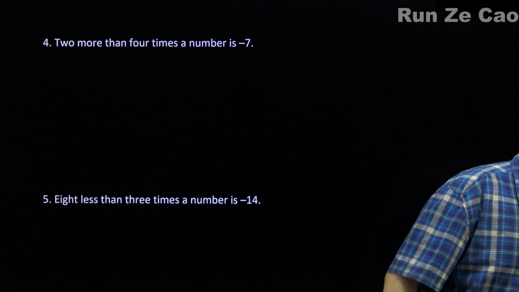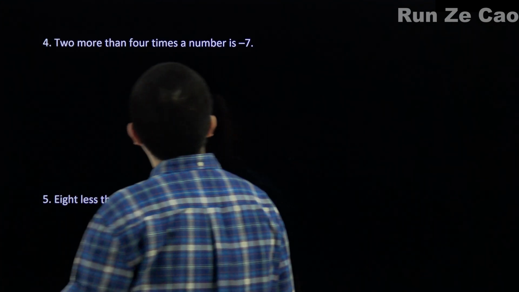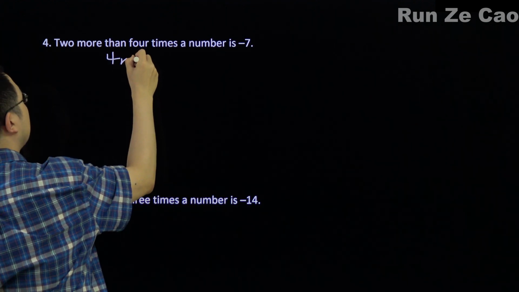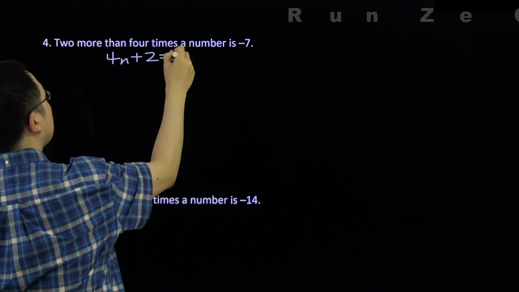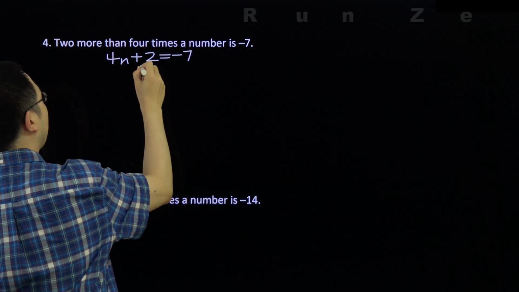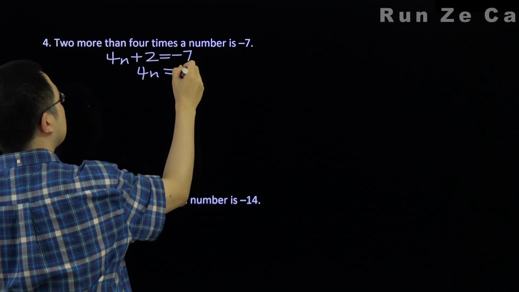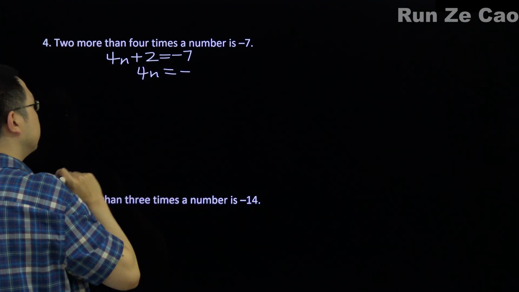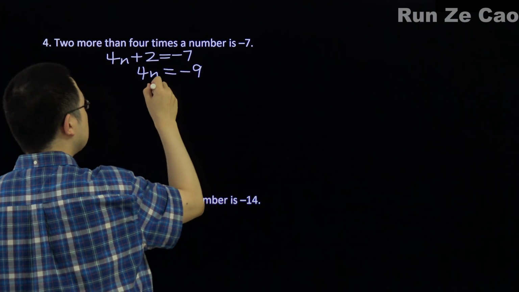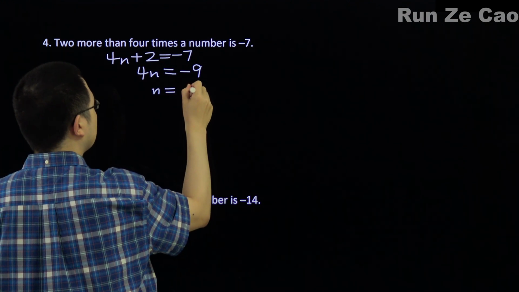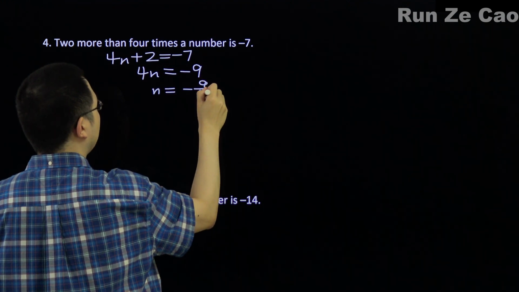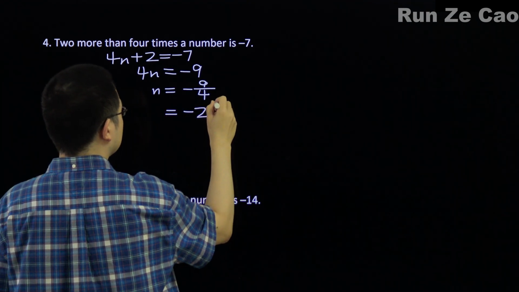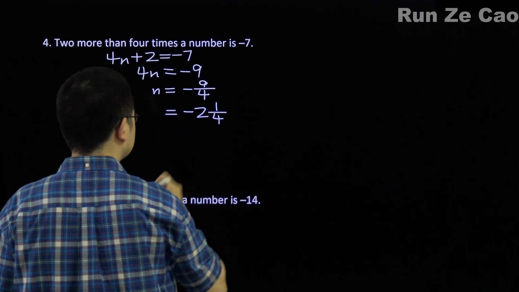Okay, 2 more than 4 times the number is negative 7. So 4n plus 2 equals negative 7. So 4n equals negative 7 and then minus 2. So negative 9. n is equal to negative 9 over 4. So negative 2 1/4.